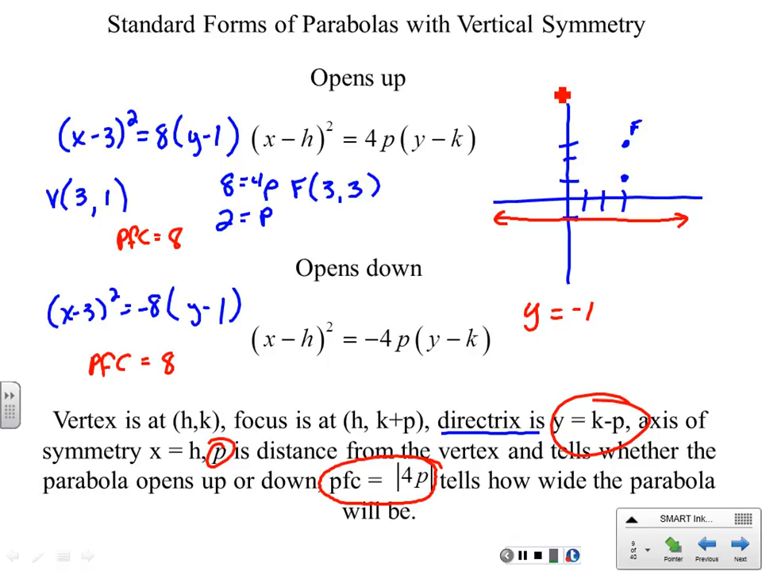So how am I going to use that to actually graph this? Because that's what we need. We need to be able to pick all these out and then put it on a graph. Well, I have the focus, I have the vertex, and I have the directrix. The only thing I need is the actual parabola. Okay? Look.